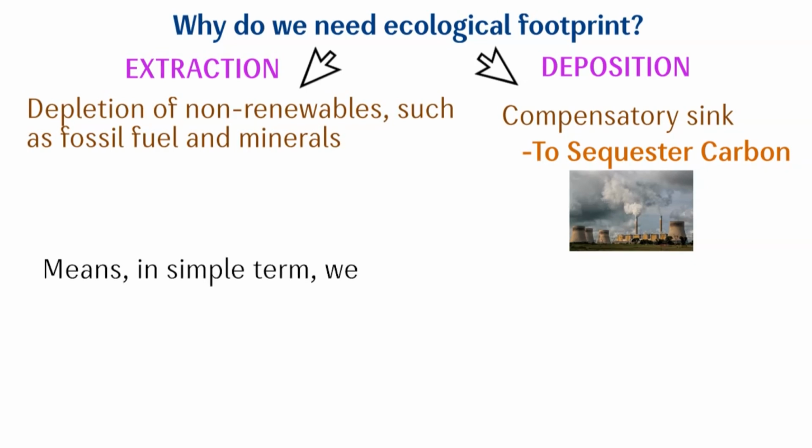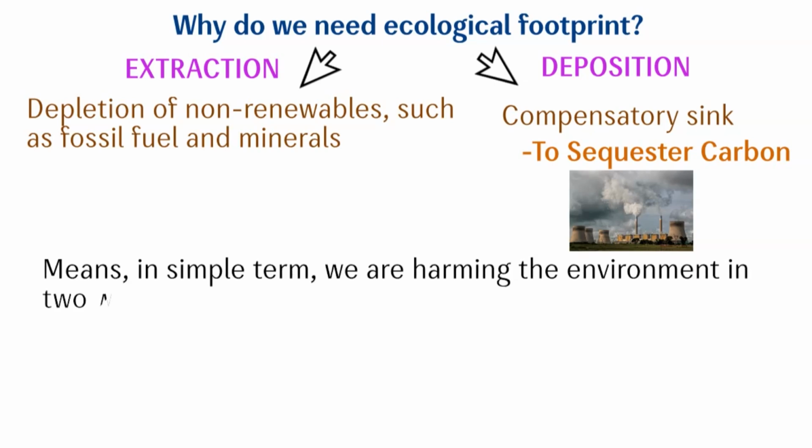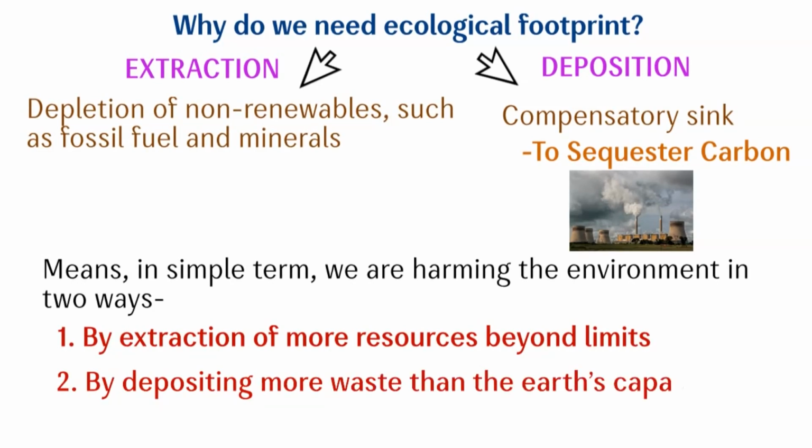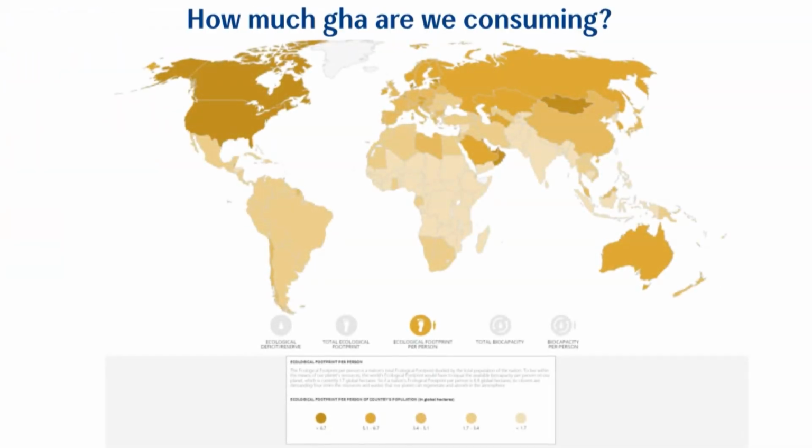Which means, in simple terms, we are harming the environment in 2 ways. First, by extraction of more resources beyond limits, and second, by depositing more waste than the Earth's capacity to handle it. How many global hectares are we consuming?